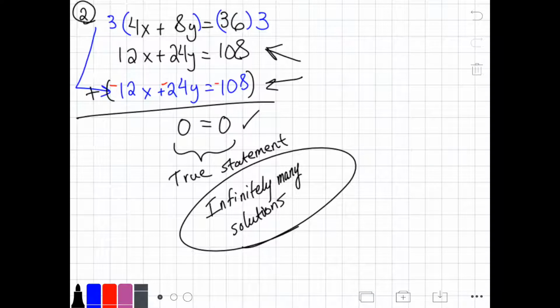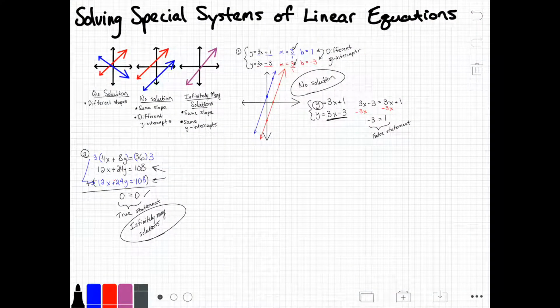Now that doesn't mean I can just plug in any numbers. It would have to be a number that is on the lines. So this is not to be confused with all real numbers. So there's an example of infinitely many solutions.